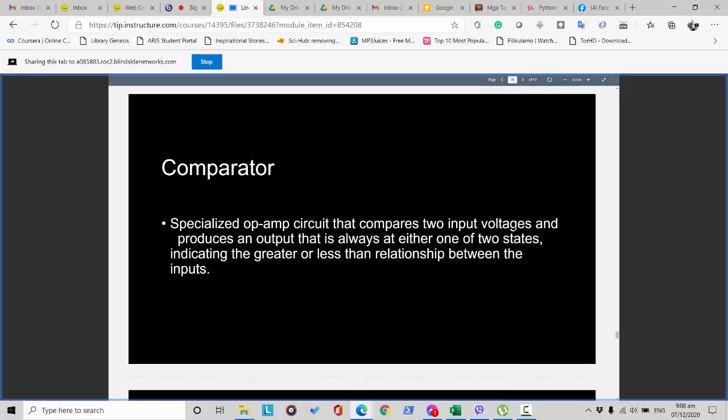For example, a comparator circuit can compare two voltages and output either a 1, the voltage at the plus side, or a 0. It's just an example. Actually, comparators are often used to check whether an input has reached some predetermined value. That's why it's comparing.